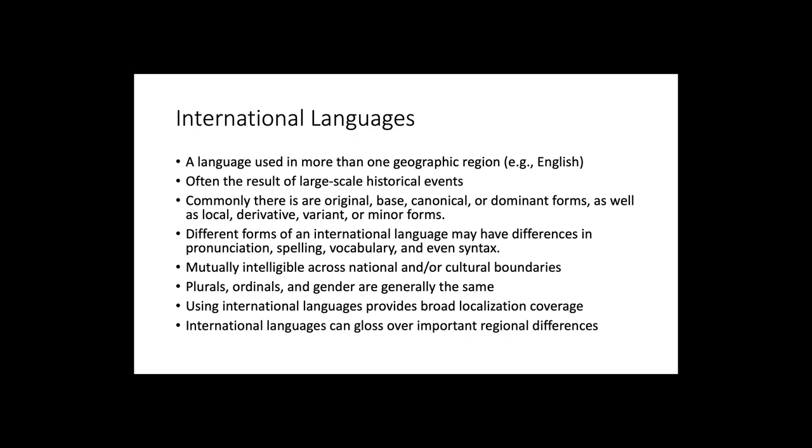In many cases, the different versions or forms of international languages have differences in things like pronunciation, spelling, style, vocabulary, and so on. There may even be small grammatical differences between some forms, but in general, things like plurals, ordinals, and gender tend to be the same across all the forms of an international language.